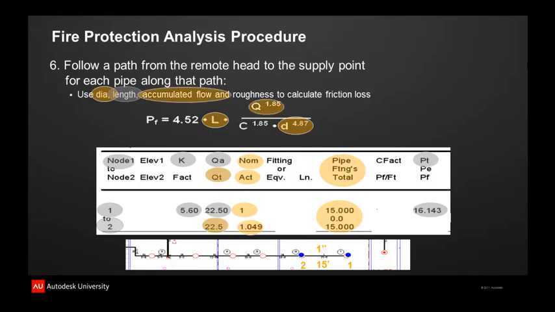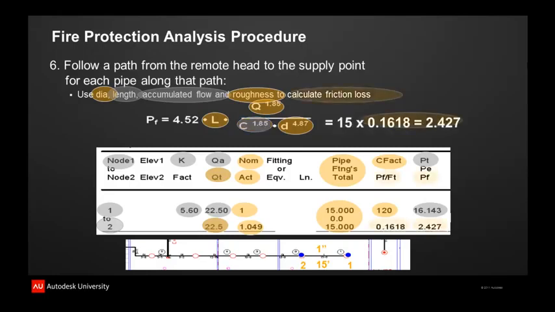And then we'll take the accumulated flow, which on this first pipe is the same as the flow out of the sprinkler, the 22.5. Note that on our form and highlight that in our formula. And then we'll get the C factor, in this case 120, for the roughness for that pipe. And then we've got all the variables filled in for that formula, so we can calculate the friction loss per foot times the number of feet to get the friction loss in this particular piece of pipe. So the friction loss per foot is 0.1618, and the total friction loss in this segment of pipe between 1 and 2 is 2.427, and we've written them on our form.